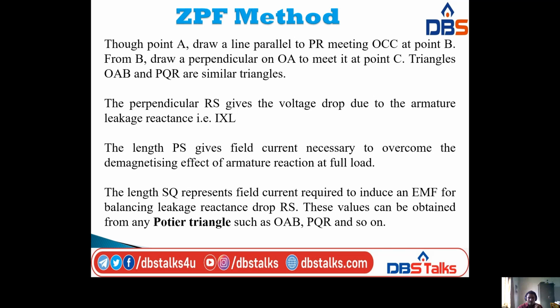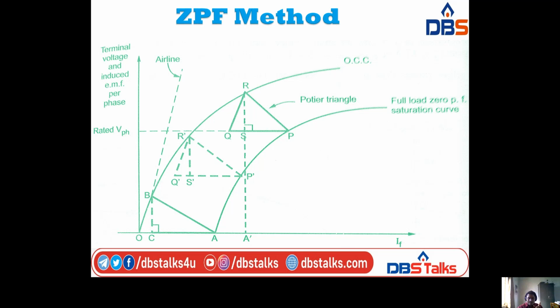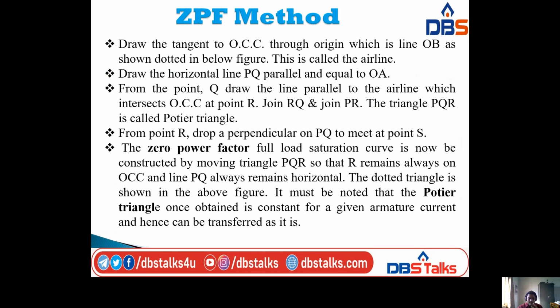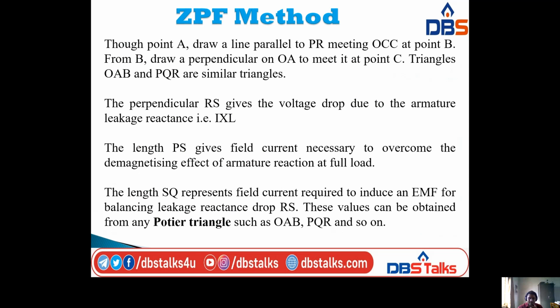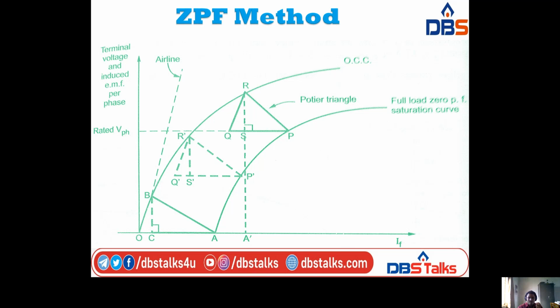Next, draw a perpendicular on OA to meet it at point C. On the horizontal line we have the points O, A, C, B. Here I am drawing a perpendicular line to OA to meet it at point C. Here we have triangles OAB and PQR, which are similar triangles. Both are the same.